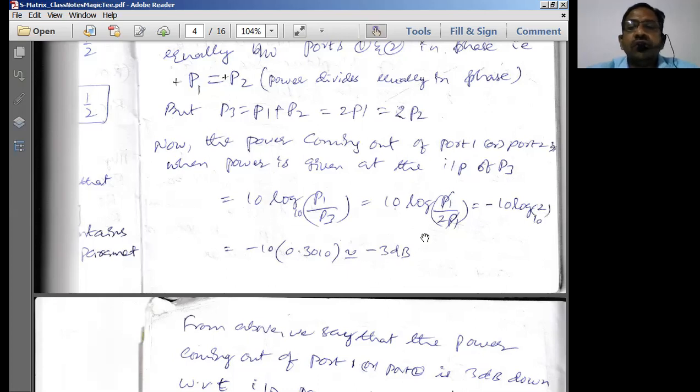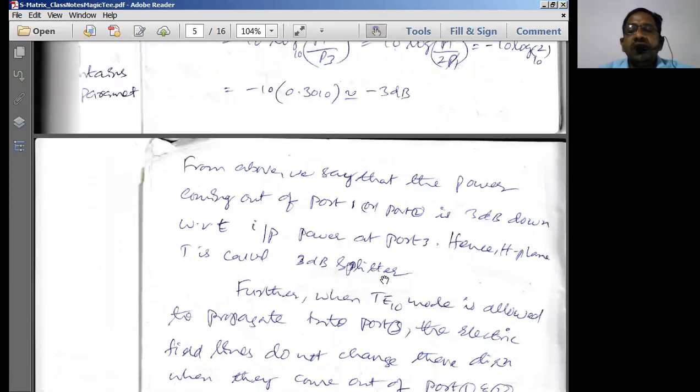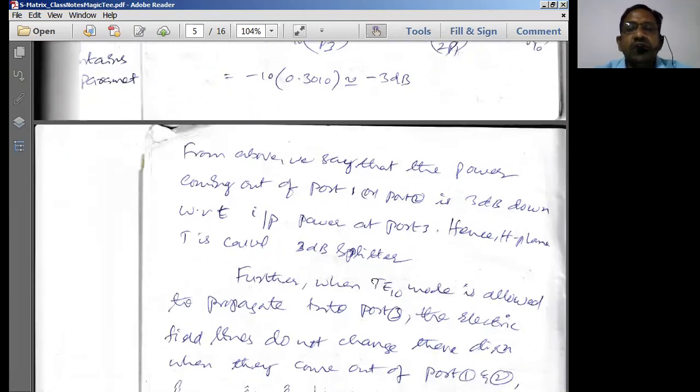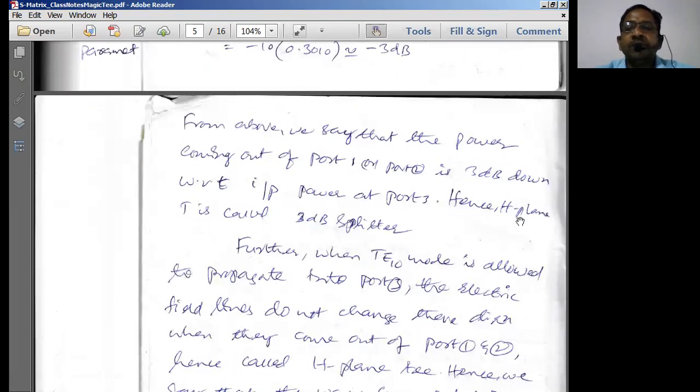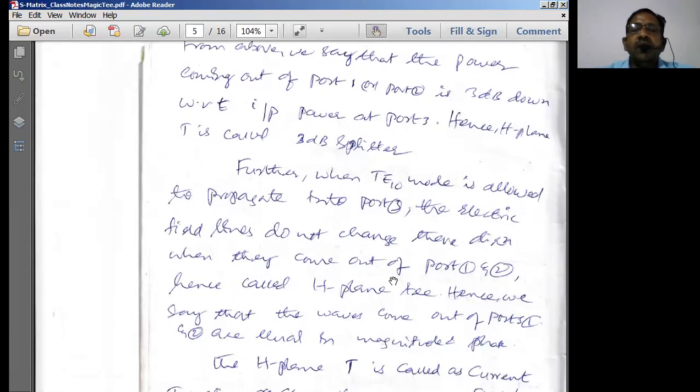So finally, when you solve this logarithmic equation, we will be getting minus 3 dB. That means we are simply getting half power from the outputs of port 2 and port 3 when you apply input at port 3. Therefore, because of this property, this particular H plane T is called a 3 dB splitter. It is splitting the input signal by 3 dB. So it is known as a 3 dB splitter.